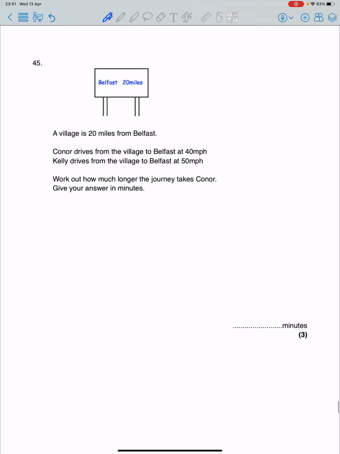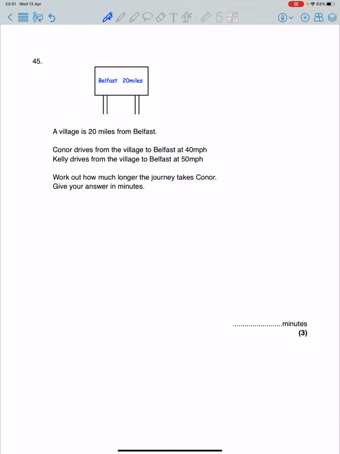Okay, next. A village is 20 miles from Belfast. Connor drives from the village to Belfast at 40 miles per hour. Kelly drives from the village to Belfast at 50 miles per hour. Work out how much longer the journey takes Connor. Okay, so Connor obviously drives slower, so it's going to take Connor a bit longer. And we want the answer in minutes. Well, let's start off in hours and then we'll convert to minutes afterwards.